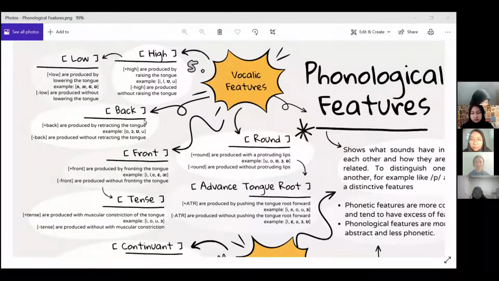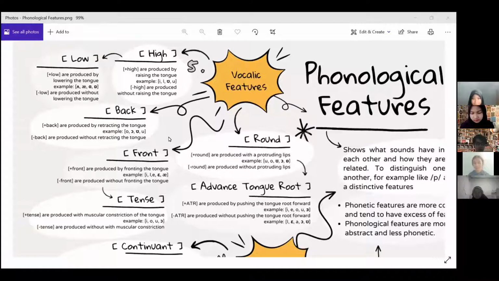And the next one is back. Positive back means the sounds are produced by retracting the tongue. For example, we can see the U in blue. You can feel the tongue going backward in your mouth. And for the negative back, the sounds are produced without retracting the tongue. The next one is front. Positive front means the sounds are produced by fronting the tongue. As an example, E in sit. You can feel your tongue going forward.